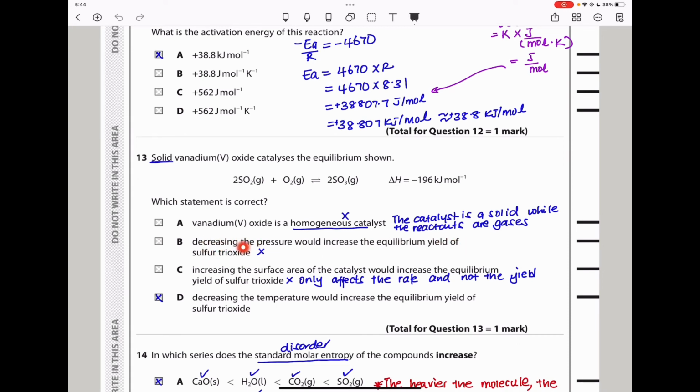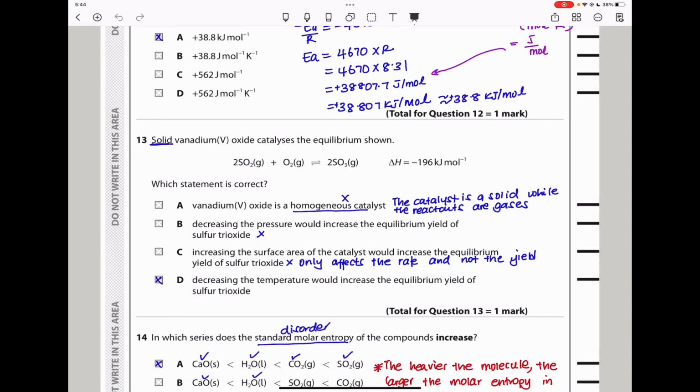Part B says decreasing the pressure would increase the equilibrium yield of sulfur dioxide. When pressure is decreased, the equilibrium shifts to the side that has more moles of gas. In this case, if the pressure was decreased, equilibrium will shift, producing more of this, not sulfur trioxide. So that is wrong. And then it says, increasing the surface area of the catalyst would increase the equilibrium yield of that. Increasing surface area only increases the rate, not having an effect on the amount of the product. It has an effect on how fast the product is formed, not how much of the product is yielded. So that is wrong as well.